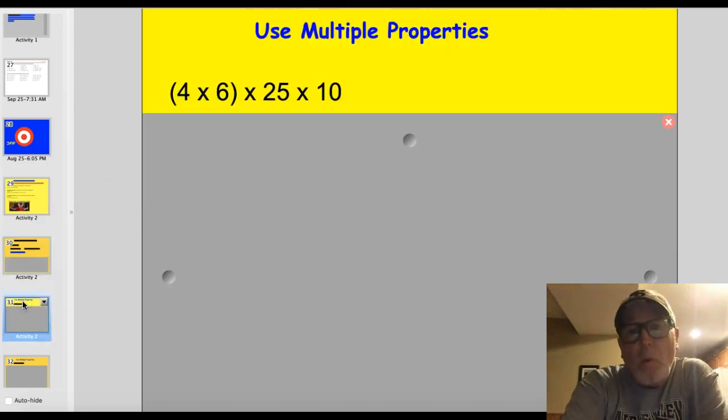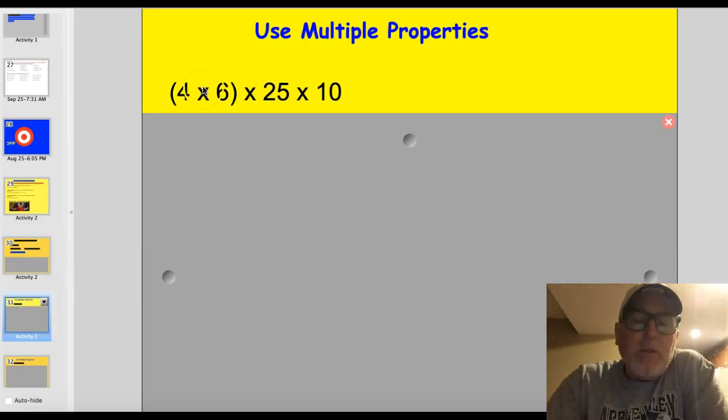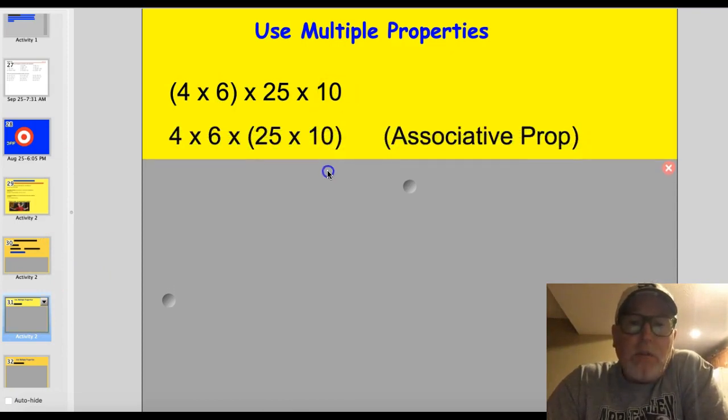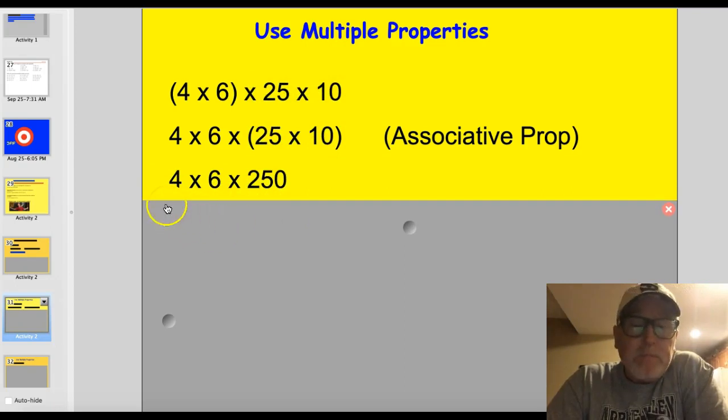This one here. What? Now we're going to use multiple properties. Watch how I do this. Okay, so I have no idea how to solve this in my head. Yeah, I could do it with a calculator, but let's do it in our heads. So first thing I'm going to do is use the associative property. I'm going to do 25 times 10 because I know that's 250. Now I'm looking at 4 times 6 times 250.